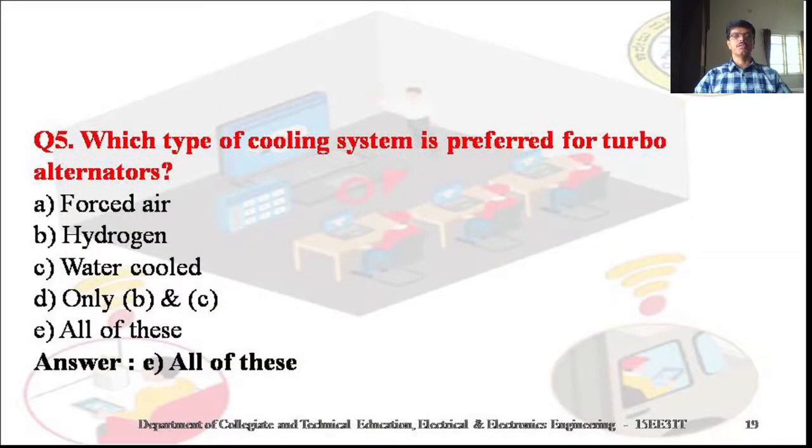Which type of system is preferred for a turbo alternator? Forced air, hydrogen, water cooled, only B and C, or all of these. So all these systems are used for the cooling system only. Therefore, we can use all the systems under different conditions. If it is a smaller rating turbo alternator, we can go for forced air and water cooling. If the rating increases, we can go for hydrogen. So therefore, according to our requirement, we have to use all these three types of cooling.